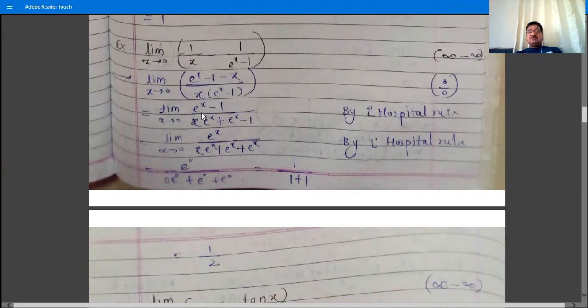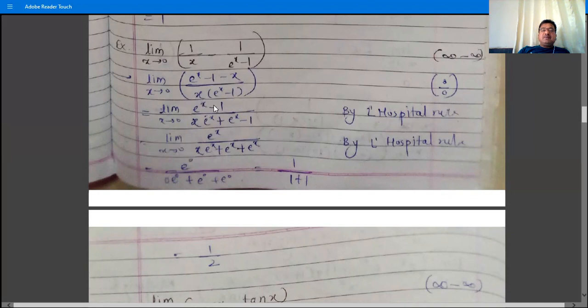So apply L'Hospital's rule. The derivative of e raised to x is e raised to x, the derivative of minus 1 is 0, and the derivative of x is 1, so minus 1. In the denominator, the derivative of x into e raised to x minus x, by the u into v rule, is x e raised to x plus e raised to x, and the derivative of minus x is minus 1. And then the limit as x tends to 0, again we apply L'Hospital's rule because we have the 0 by 0 form.